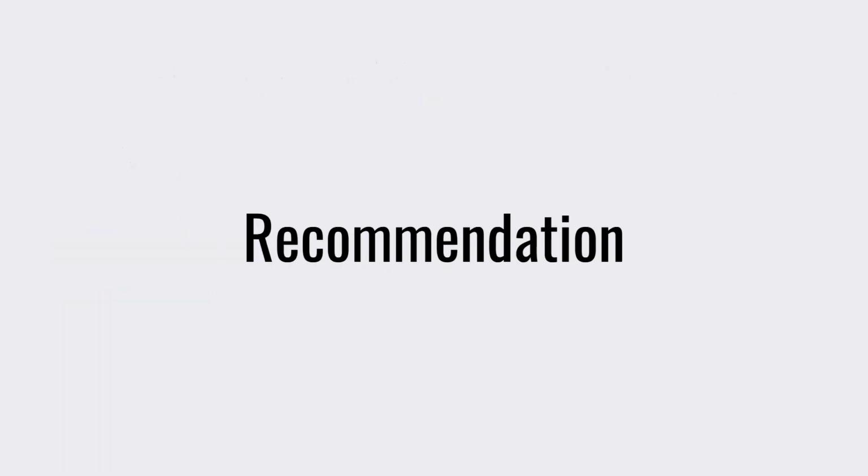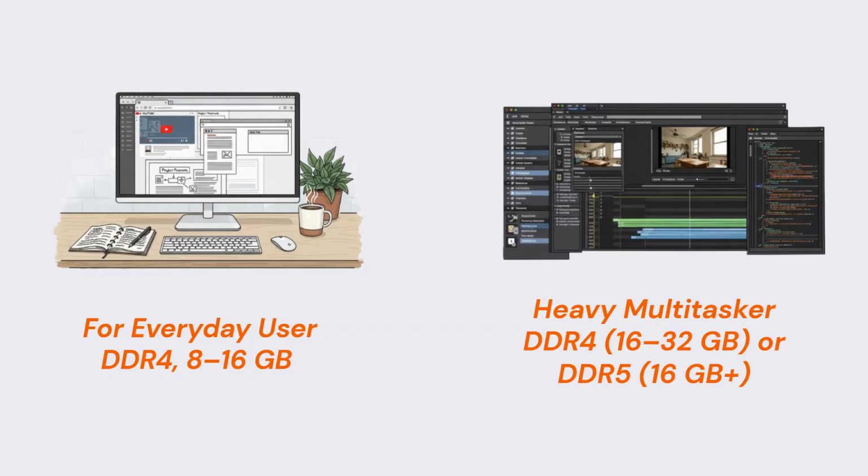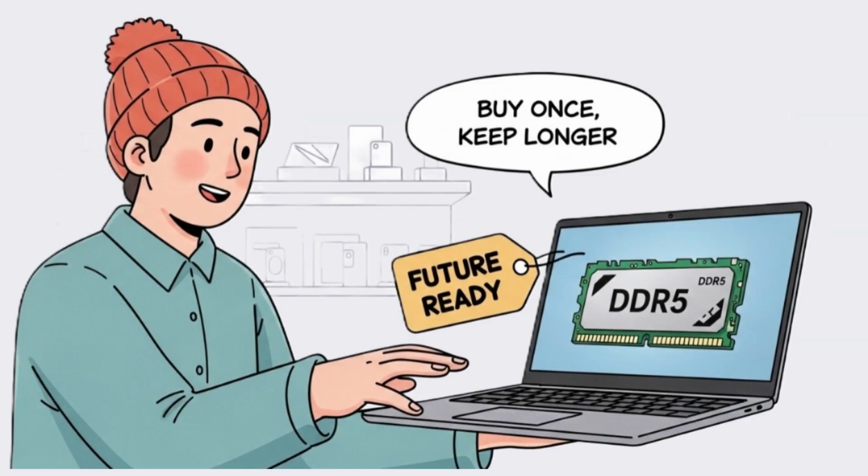Here is my recommendation for choosing the right DDR RAM. Choose RAM based on what you actually do, not just the newest number. Scenario 1, for everyday user: web browsing, YouTube, school or office work. DDR4, 8 to 16 gigabytes is perfect. Scenario 2, heavy multitasker: many browser tabs, editing photos or videos, coding or creative work. DDR4, 16 to 32 gigabytes, or DDR5, 16 GB plus. Scenario 3, buying a new system for the future. You want longevity. You don't upgrade often. DDR5 if your budget allows.